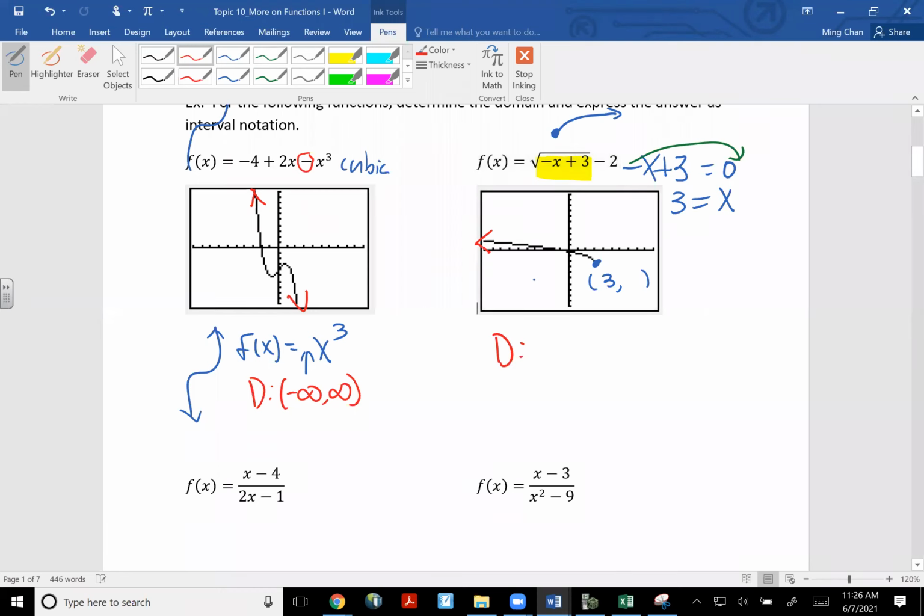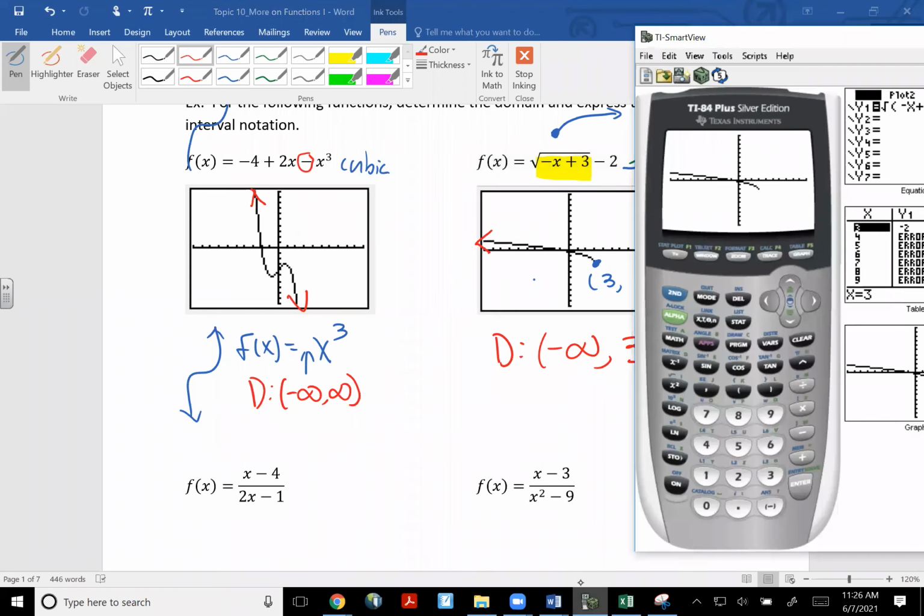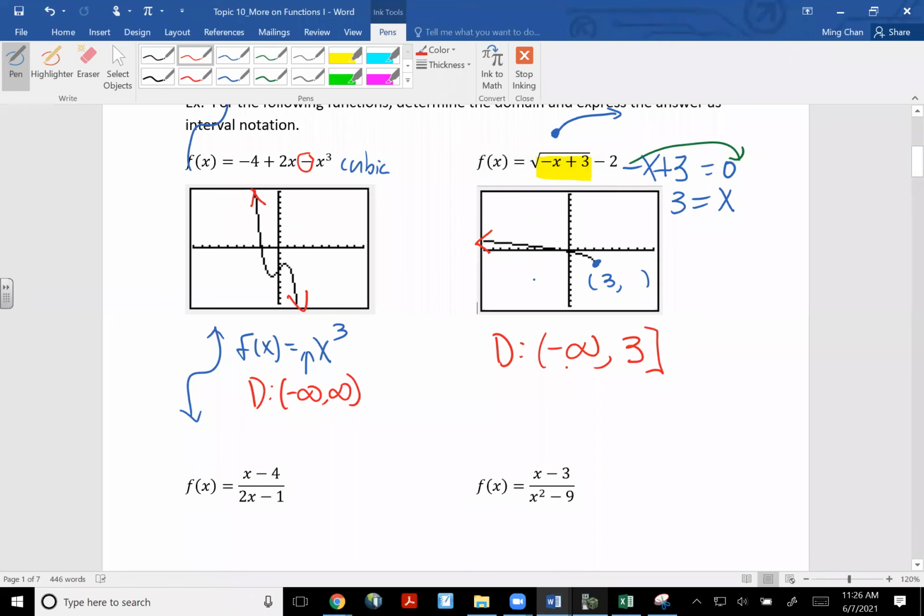So my domain, looking at this graph from left to right, is coming from the very left all the way to the x value equal to 3. And that point 3 is on the graph, so it has to be a bracket, because nothing exists to the right side of 3. If I put positive 4 in for x, then what's inside the square root becomes negative. If I go to my table, you will see after 3, every single x value you put in, the y value will be an error because they all become imaginary numbers. So that will be the domain.